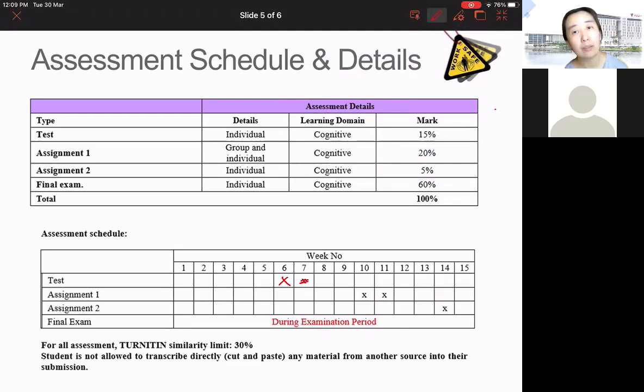So this test will be an online test, open book, open source, but within 1 hour, you have to submit the test, okay? And so that is the test, 15% on week 6. And assignment 1 is 20%. And there are 2 parts of this assignment. Okay, they are group and also individual assessment.